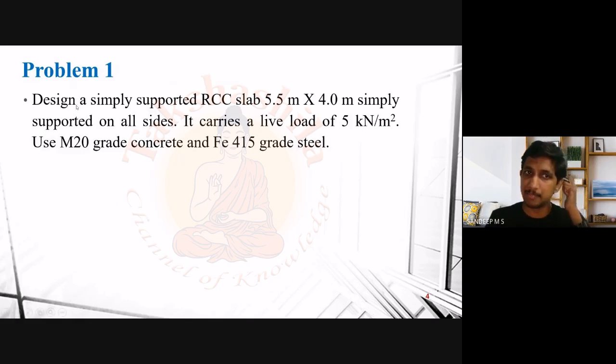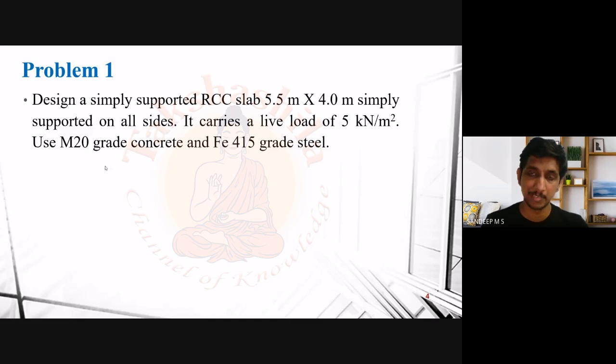So for this, I have mentioned this example. Design a simply supported RCC slab, 5.5 meter by 4 meter, simply supported on all sides. So in the question itself, it is directly given that it is simply supported. It carries a live load of 5 kilonewton per meter square, and we can use M20 grade concrete and Fe415 grade steel. And again, please understand, what is the minimum grade of concrete that we should use for structural purpose?